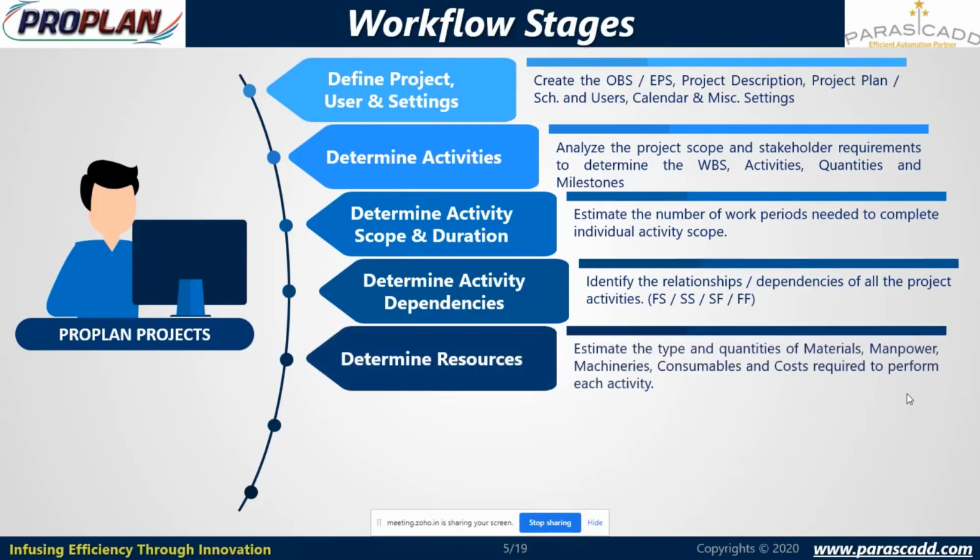Next is a determination of resources. So in this determination of resources stage, we can define various manpowers, materials, machineries, consumables, extra expenditures, cost can be defined. So based on the defined resources, we are calculating estimated cost of that project.